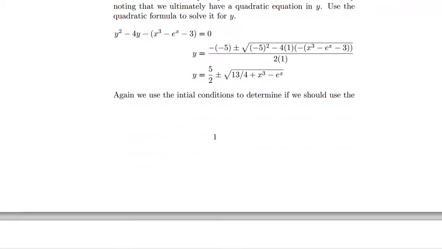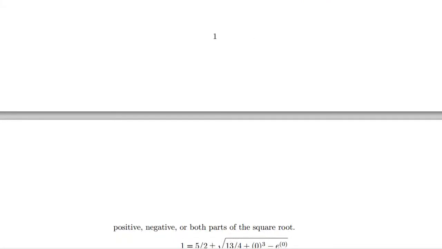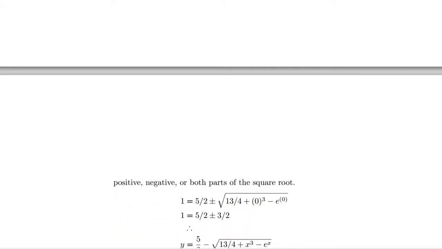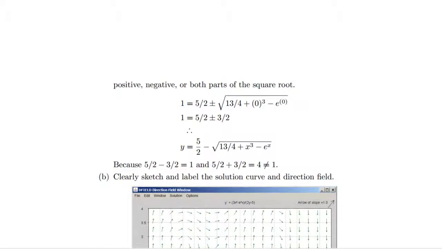At this point, we got to use some differential equations. We have to apply the initial conditions, determine if we should use the positive, negative, or perhaps both parts of the square root. So we go ahead and do that, and we get that 1 equals 5/2 plus or minus 3/2. Therefore, y is equal to 5/2 minus, right? It's the minus part we want. Because, and here's that one line of exposition, 5/2 minus 3/2 equals 1, and 5/2 plus 3/2 is 4, which is not 1. Okay?